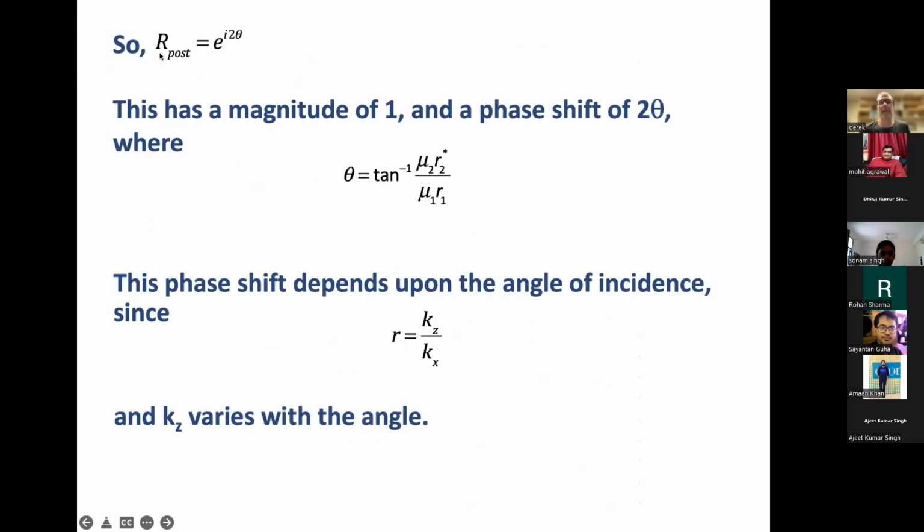So we can say the reflection coefficient of a post-critical wave is e to the i2 theta. This has a magnitude of 1 and a phase shift of 2 theta, where theta equals the arctangent of mu sub 2 r sub 2 star over mu sub 1 r sub 1. So this phase shift depends on the angle of incidence, since r equals k sub z over k sub x, and k sub z varies with the angle.